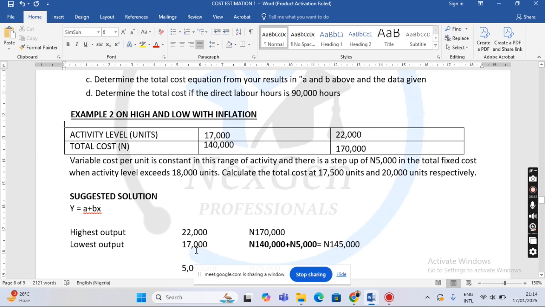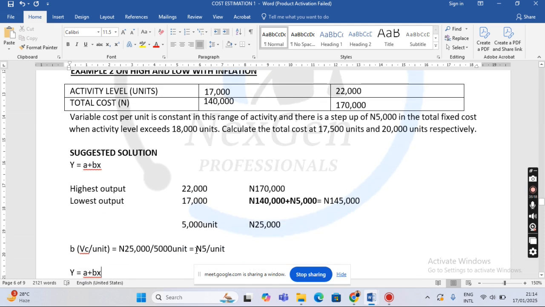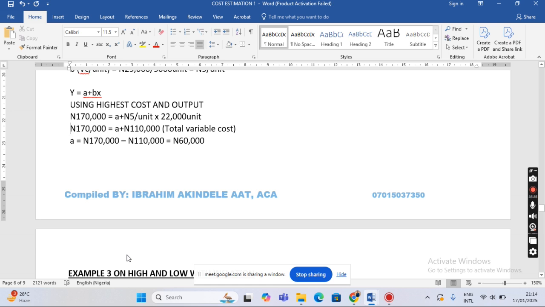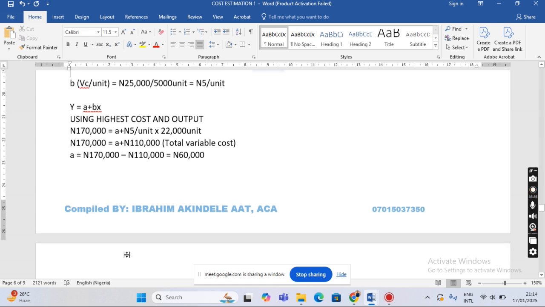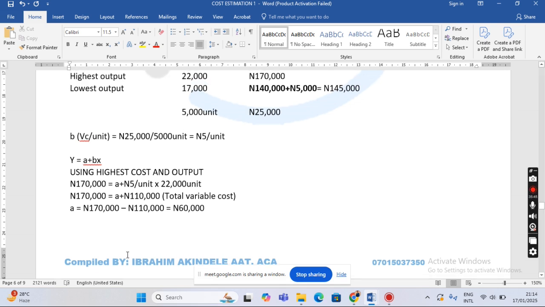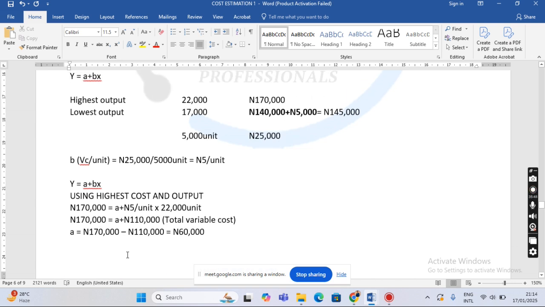That is totally wrong, because your stepped up cost is supposed to be added to your variable cost per unit, because it's also a cost that will affect your variable cost per unit. So that is why we needed to add it from the inception. So now, if this is established, don't forget, our A is 60,000 naira, our B is 5 naira per unit, right?